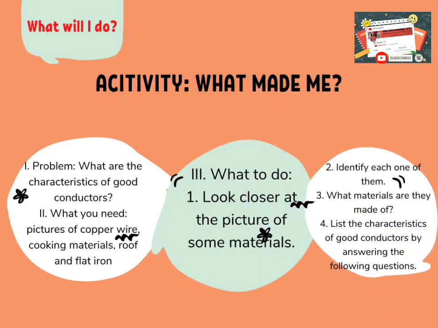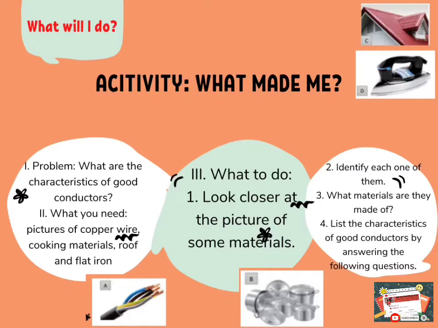Let's do this activity. Activity: what made me? Let's identify the problem. What are the characteristics of good conductors? The materials that you need are pictures of copper wire, cooking materials, roof and flat iron. Now let's do the following. 1. Look closer at the picture of some materials. 2. Identify each of them. 3. What materials are they made of? 4. List the characteristics of good conductors by answering the following questions.